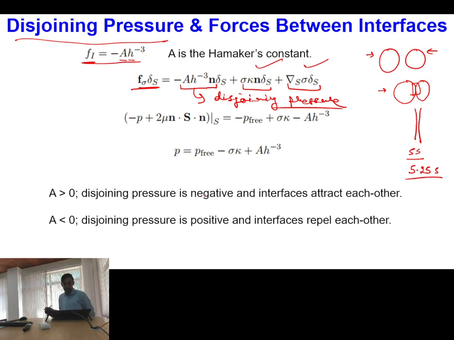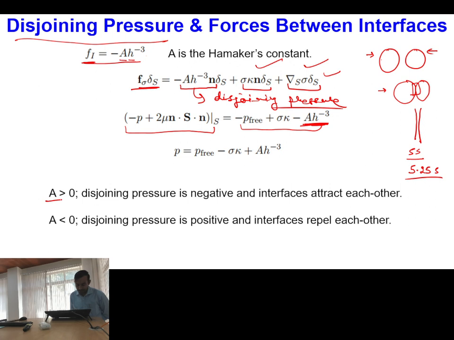So this constant A will have a different value depending upon the nature of the fluid. Now what will be happening? This will be the new equation. Whenever you apply this at the free surface, you will have one additional term, the additional disjoining pressure term.